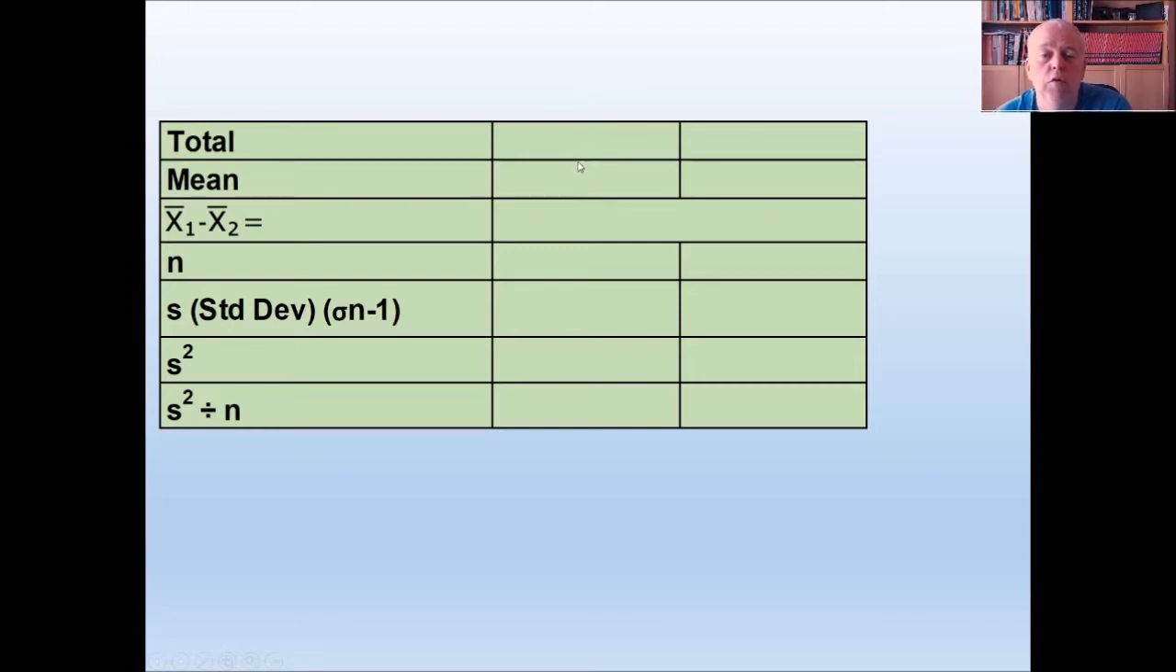So for sample set 1, what are those 2 values? For sample set 2, and then quite simply, what's the difference between the mean? How many samples are there within each data set? Just straightforward. And then looking at the standard deviation.